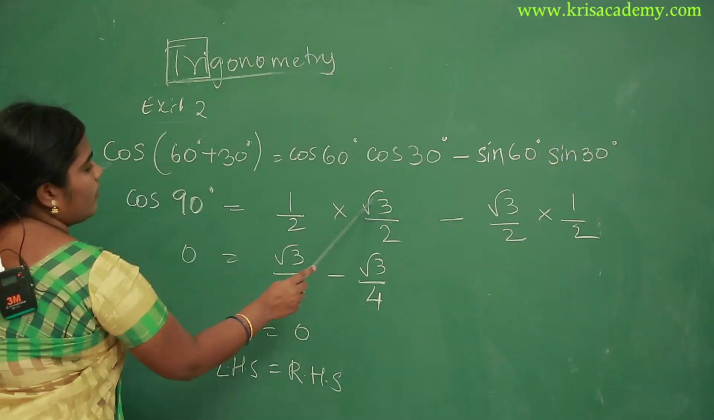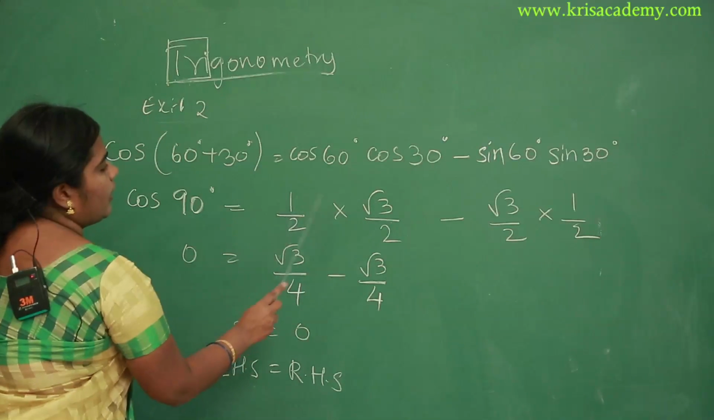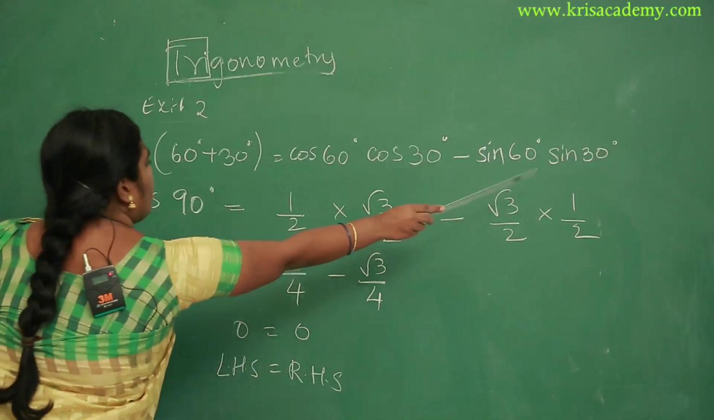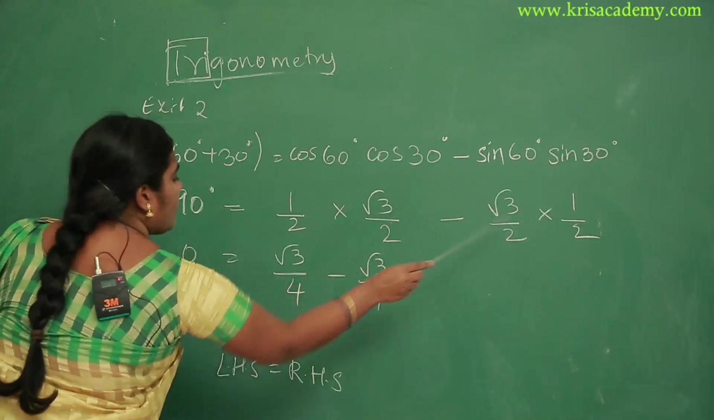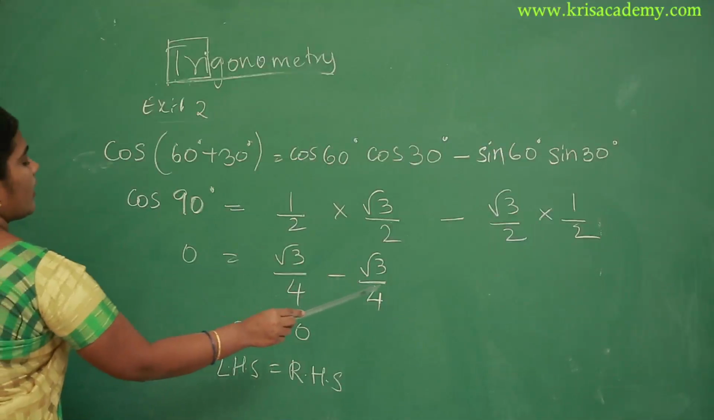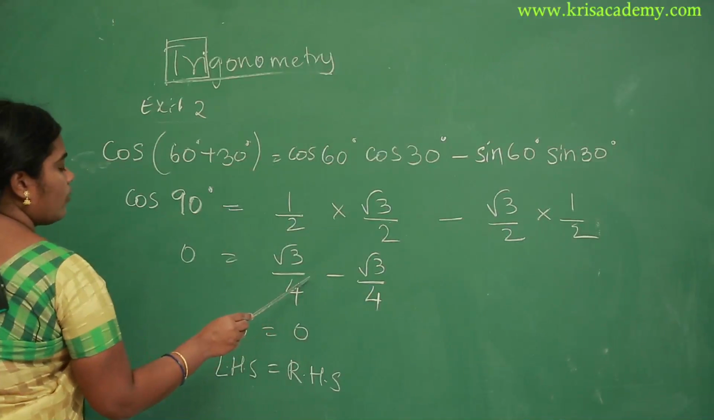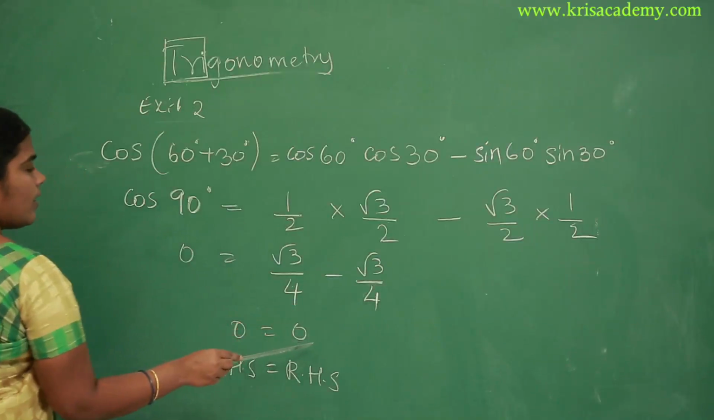Here numerator, numerator, denominator, denominator. 1 into root 3 is root 3, 2 2s are 4. Root 3 into 1 is root 3, 2 2s are 4. Root 3 by 4 minus root 3 by 4 is 0, because one is plus, one is minus. So root 3 by 4 minus root 3 by 4 is 0.